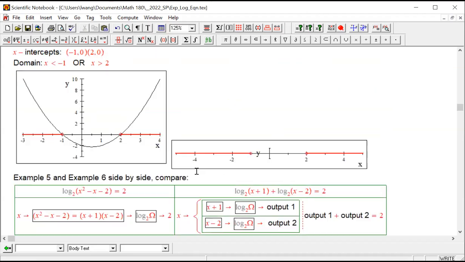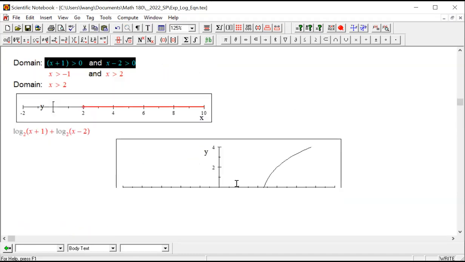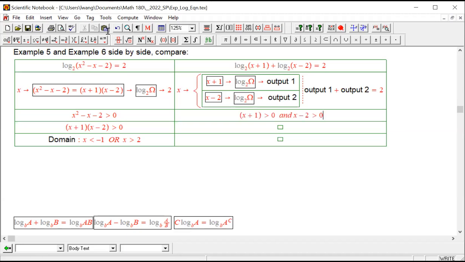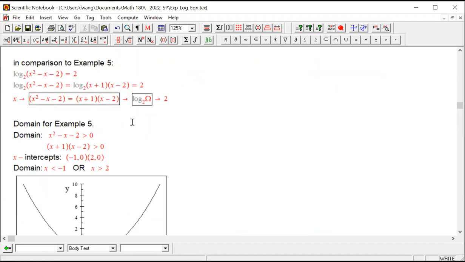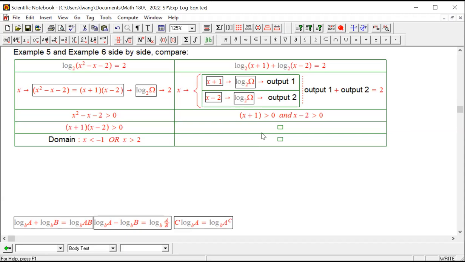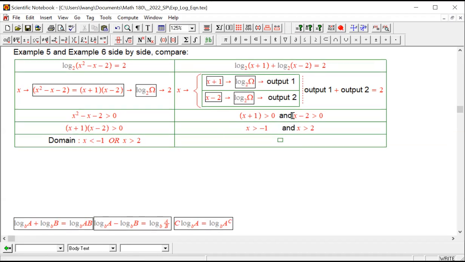For example number 6, the domain determination is that both must be positive. Where is it? Here. Both must be positive. Over here, like that, right? And the domain, of course, finally, would be x is larger than 2.